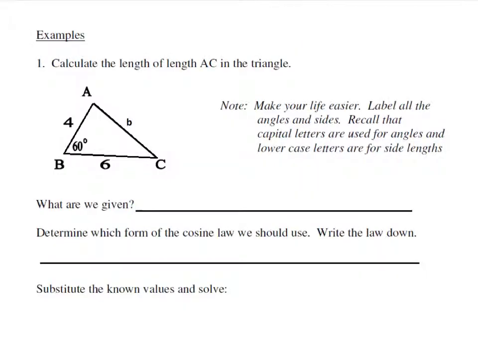Okay, so let's look at this example. Calculate the length of AC, this line right here, which is represented by the letter B. Okay, and that's all it tells us. So, what do we have? We have a side, the angle in between, and another side. That's an SAS situation. So what are we given? We're given a side, an angle, and another side. Which form of the cosine law should we use?